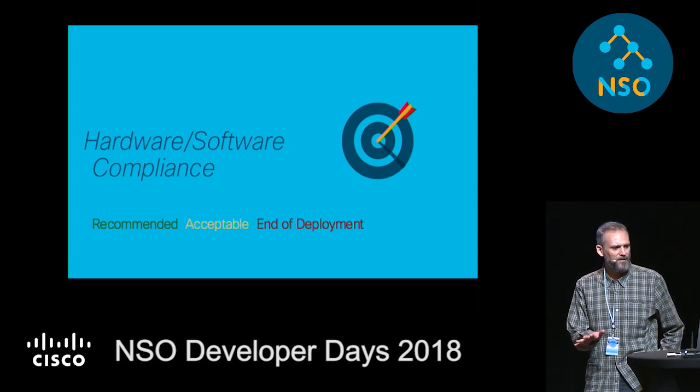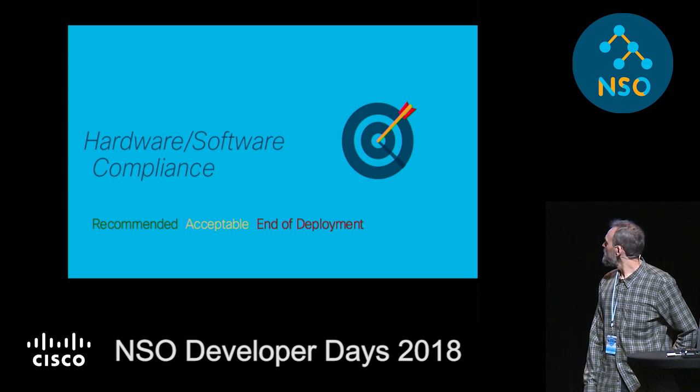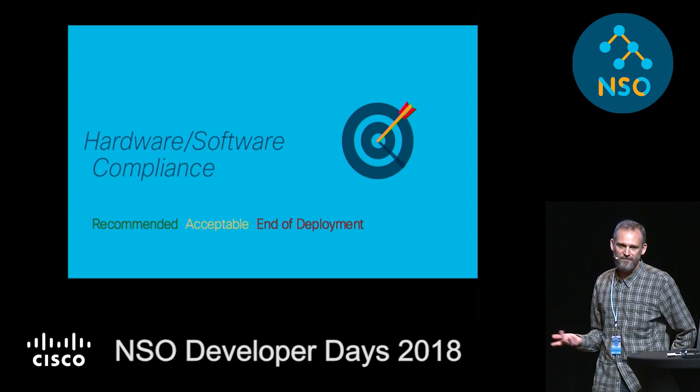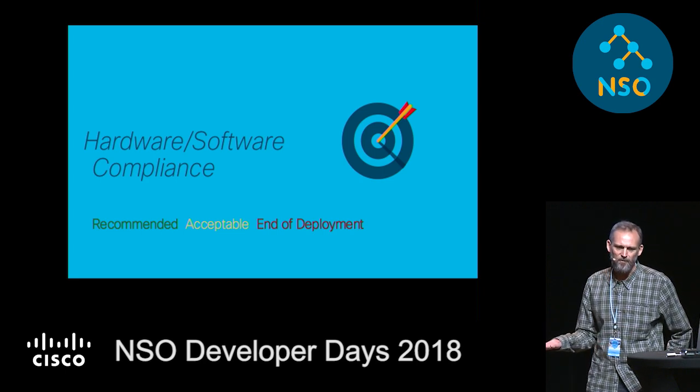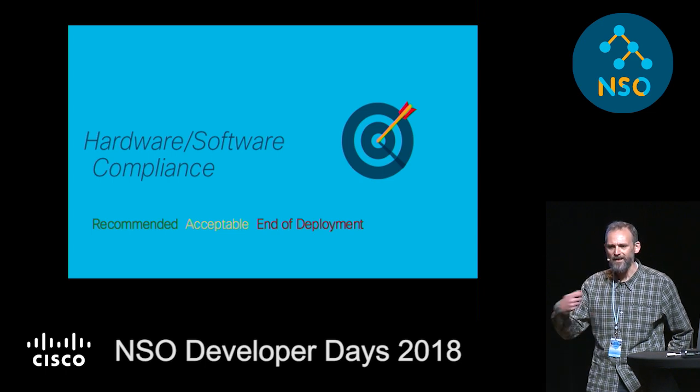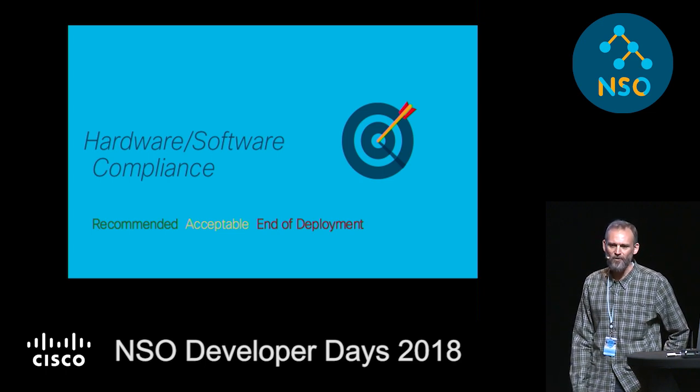So for both the hardware and software, we break them down into 3 classes. We place them as recommended, acceptable, and end of deployment. And the end of deployment doesn't mean we need to replace it. It just means that we're no longer going to be adding that onto the network anymore.